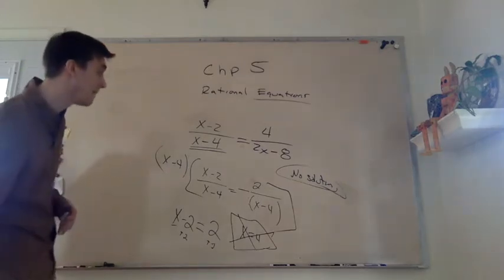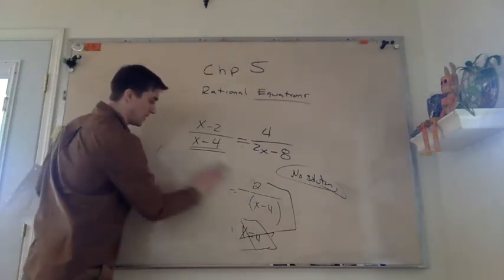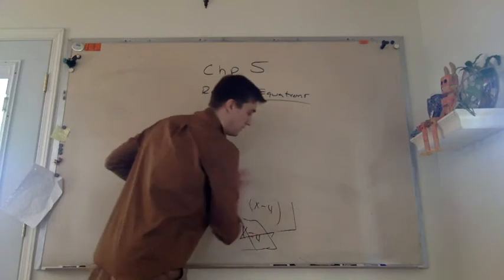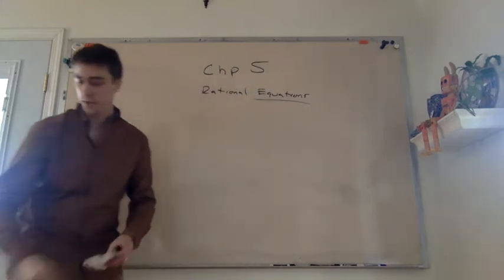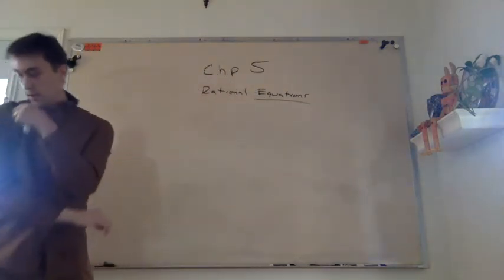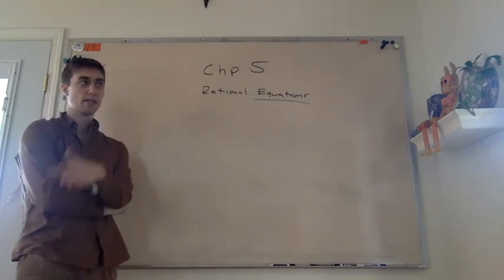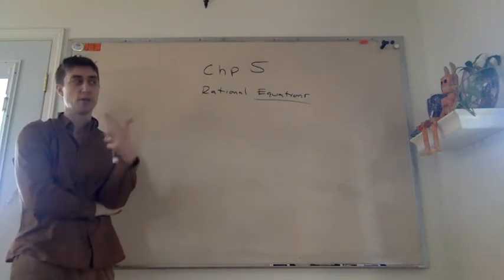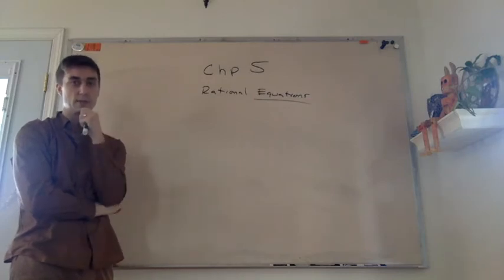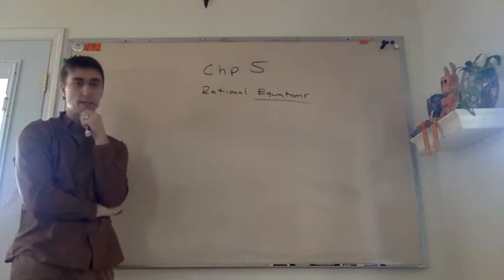Cool. All right. So that's the nuts and bolts of it. There's some more challenging ones, but that really is the process. It's just to recognize that it's a rational equation, clear the fractions, check your work, make sure that it does in fact make it true. That's it.